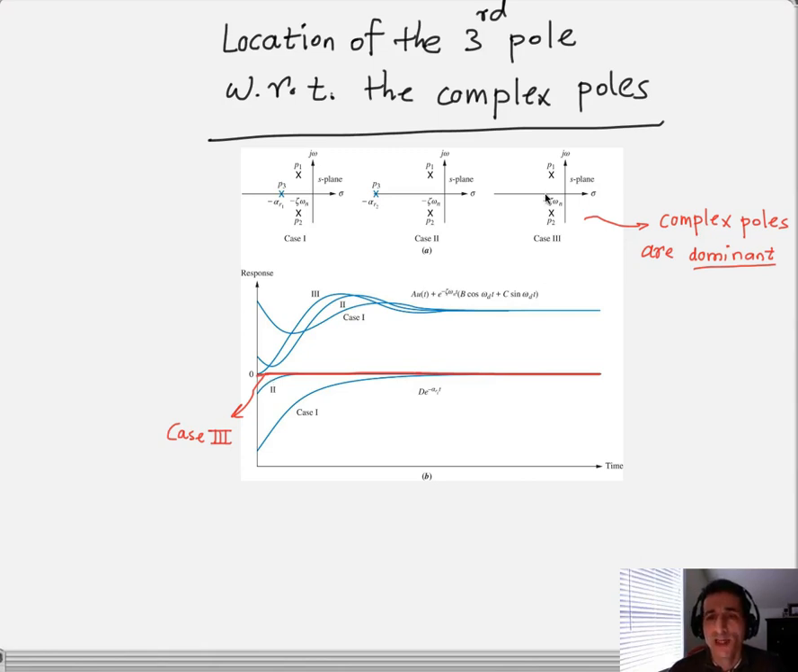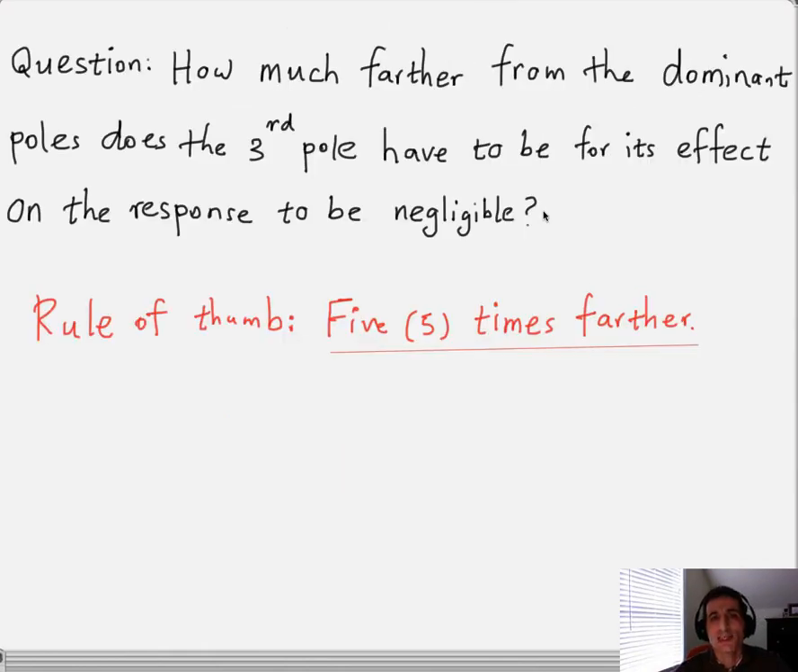Now, the bottom line here is that if your extra pole, that extra simple pole, is much further away from the dominant complex poles, as we call them, then we can approximate the response of that third order system by simply the second order system. So the next question is, how much farther from the dominant pole does that third pole have to be for its effect on the response to be negligible? A rule of thumb is that it has to be 5 times farther.